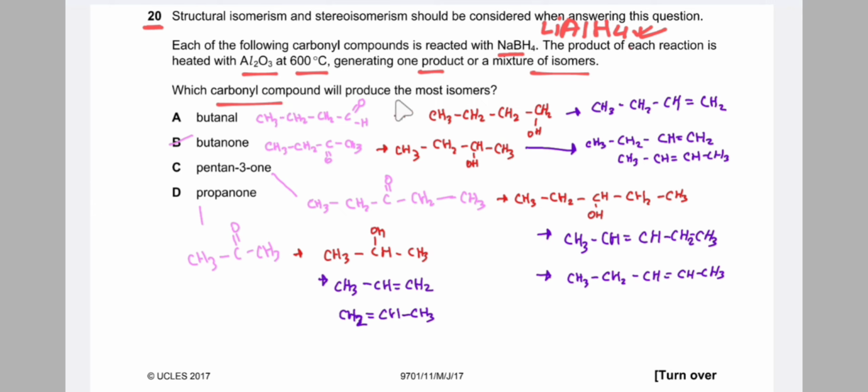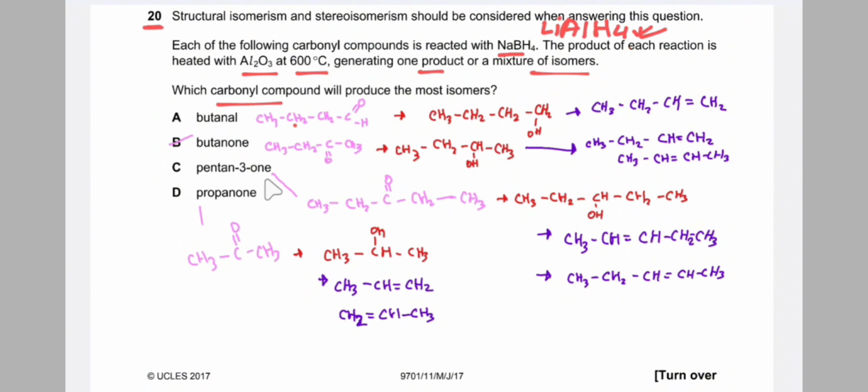Which carbonyl compound will produce most isomers? Among these compounds, which will produce most isomers? First of all, we need to draw each of the structures. Butanal, so it is an aldehyde, CHO. Butanal means meth, eth, prop, but, 4 carbon and aldehyde. Then butanone, so butanone is a ketone, that means a 4 carbon ketone.